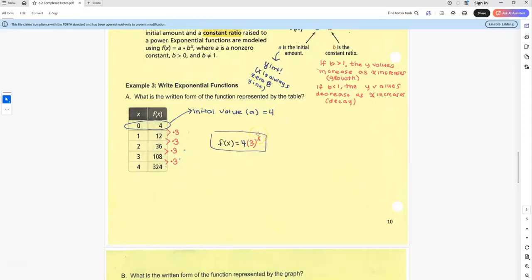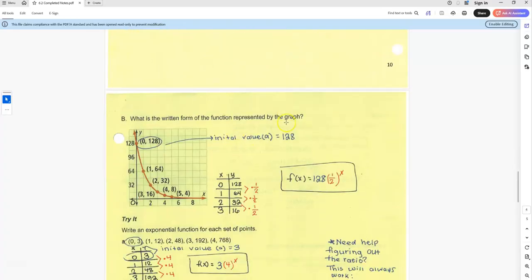I would encourage you to always put your ratio in parentheses. It's just best practice, especially because you don't want it to look like 43 to the x. It's 4 times 3 to the x. And if your ratio is a fraction, it has to be in parentheses, which we'll see in this one.